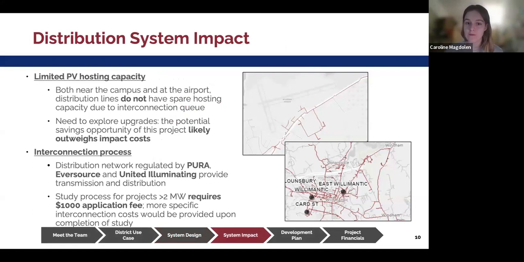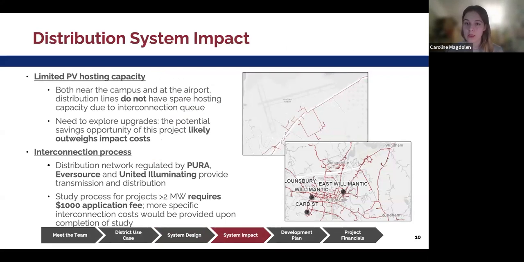Touching now on the distribution system impact, when we were examining hosting capacity maps that were provided by Eversource, we did find that there was limited PV hosting capacity both near the campus and at the airport. So because of that, we'll have to explore potential upgrades. However, we still believe that the potential savings opportunities of this project likely outweigh the impact costs.